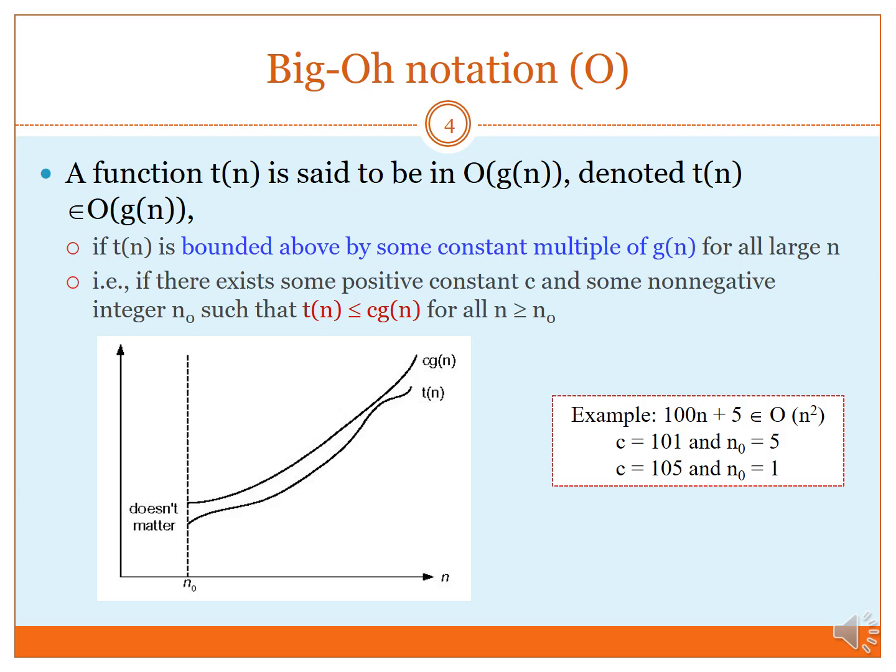For example, 100n plus 5 belongs to big O of n square because for sufficiently large values of n, the function is always less than some constant multiple of n square. So big O notation is widely used to describe the worst case performance of algorithms.